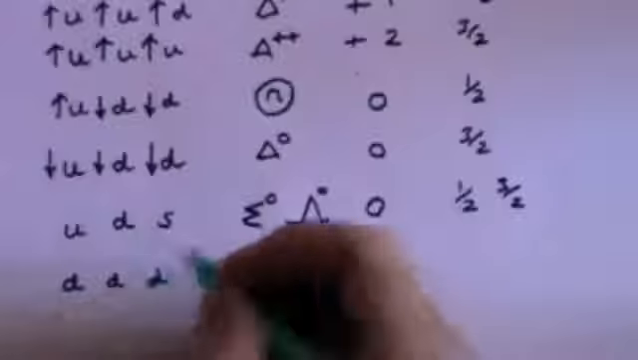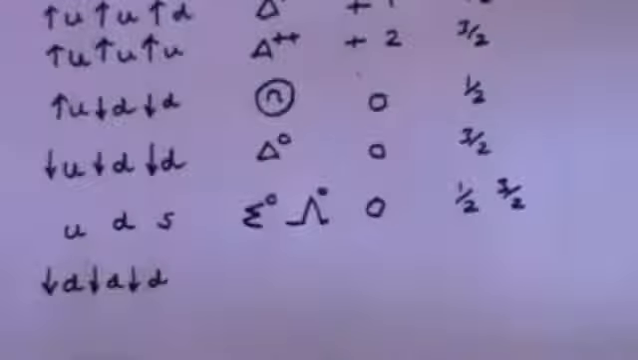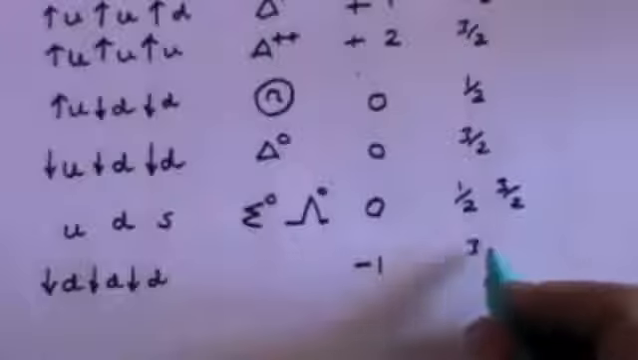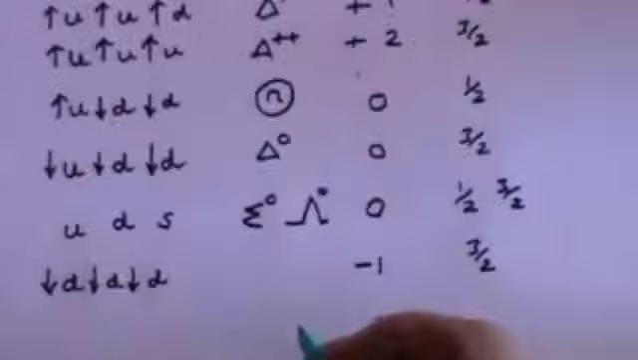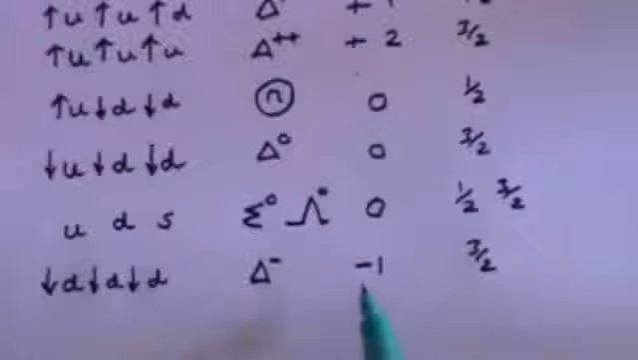We could think of a particle where all the quarks were down quarks, with, let's say, all the spins spinning down. The charge on this would be -1 because it's minus 1/3 minus 1/3 minus 1/3. And the spin, of course, is going to be 3/2 because they're all spinning in the same direction. So it's minus a half, minus a half, minus a half. It's minus 3/2. And that, again, is going to be a delta minus, because it's got a charge of -1.